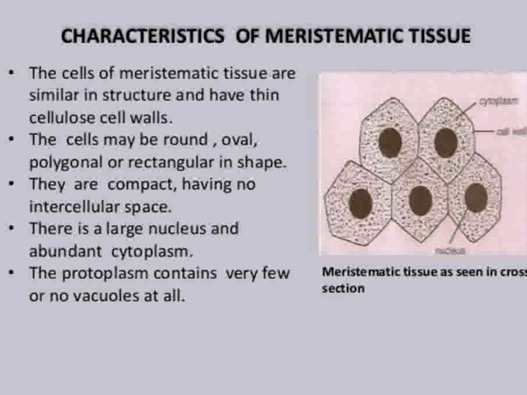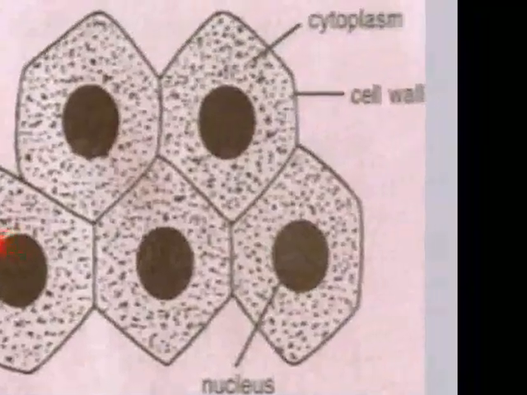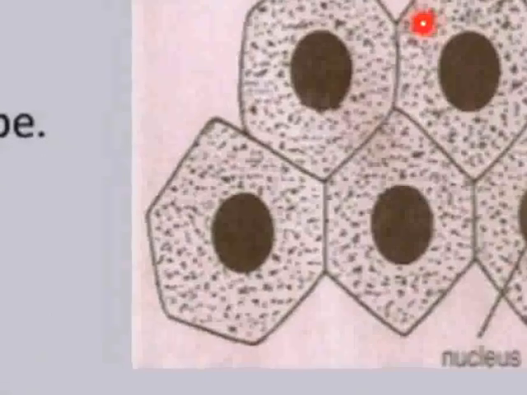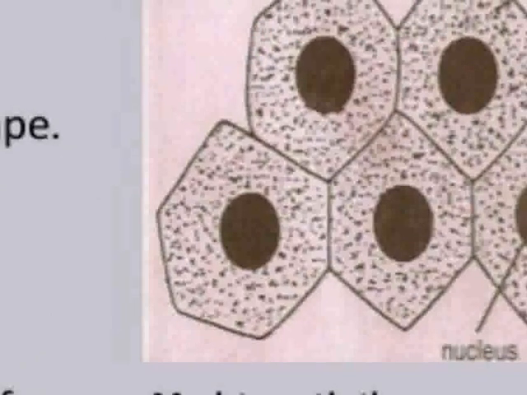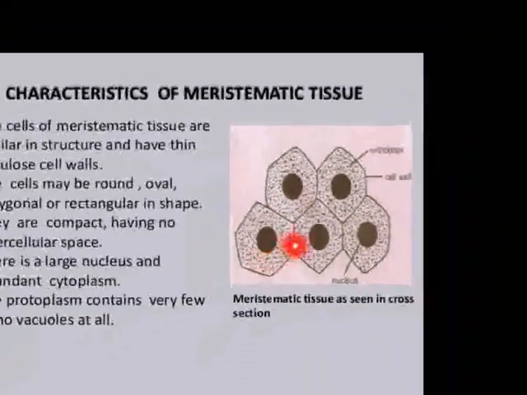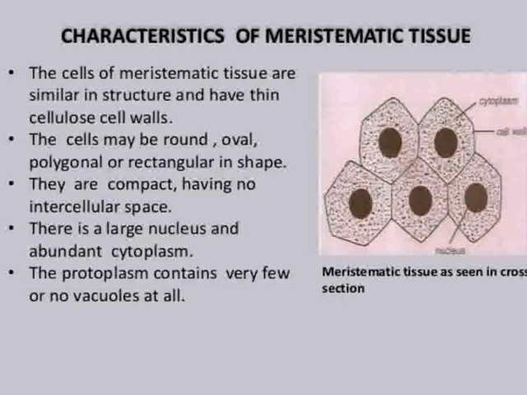They show basic anatomical and histological differences. The cells, as you can see in this figure, are the cells of the meristematic tissue. These cells are similar in structure and have a thin cellulose cell wall. That is, all the cells are polygonal to oval to rectangular in shape, and they all have cell walls which are thin and made up of cellulose. The cells may be round, oval, polygonal, rectangular in shape.